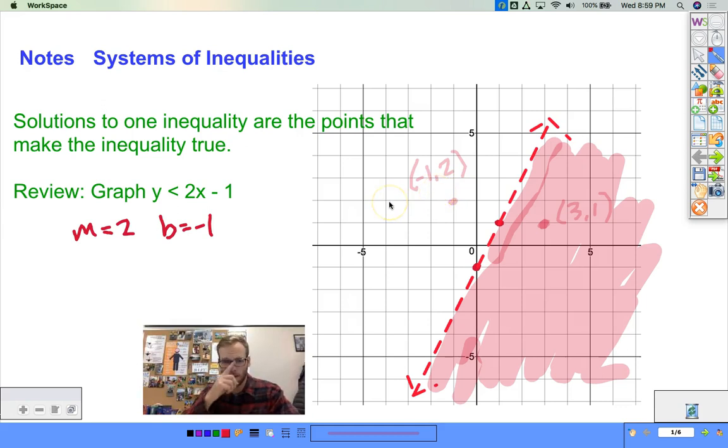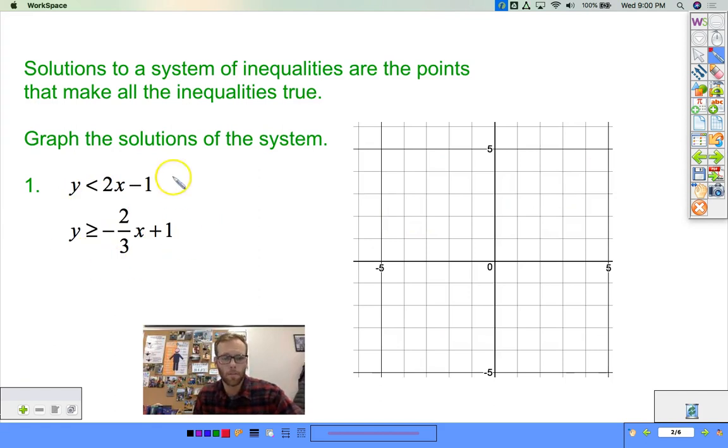So now let's take this, which we already knew how to do, and let's expand it to a system. Notice here there are 2 inequalities. Our solutions to a system of inequalities are going to be all the points that make all the inequalities true. So in this case, there's 2 of them. The solutions are going to be all the points that make both of these true. They have to work in both. So how do we approach this?